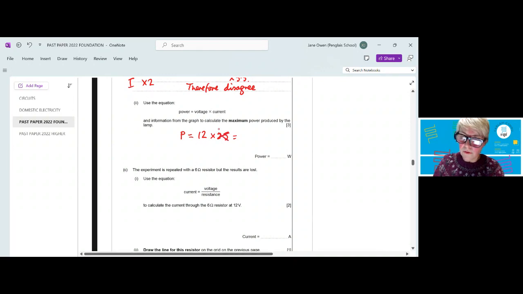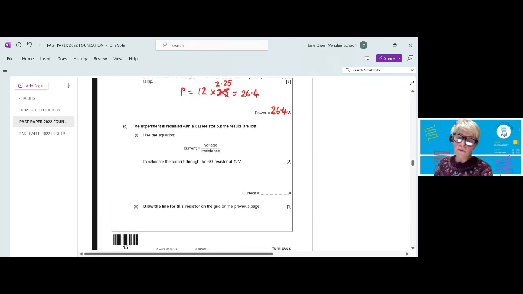Okay, I'll just do this, 2.25, and we get an answer of 26.4 watts. Don't forget to put it into the answer line. And then the experiment is repeated with a 6 ohm resistor, but the results are lost.